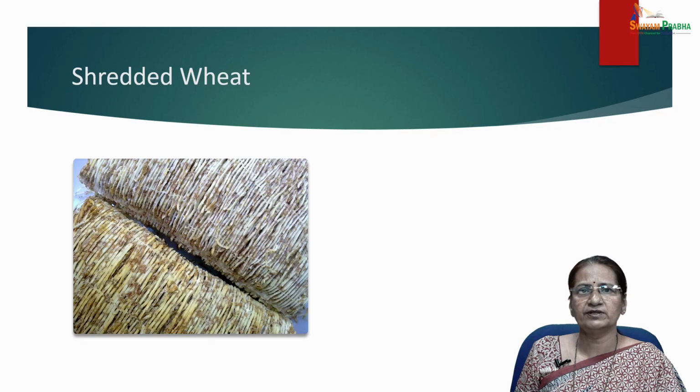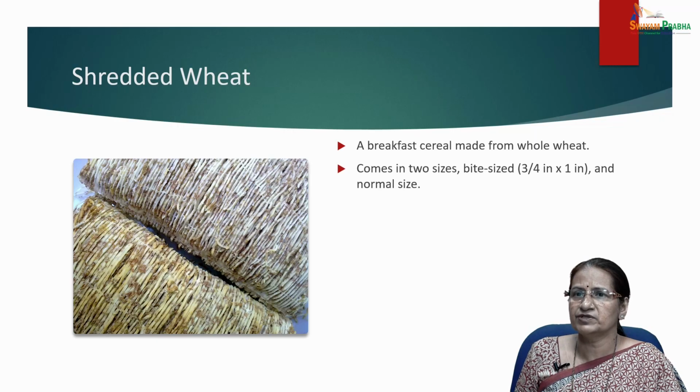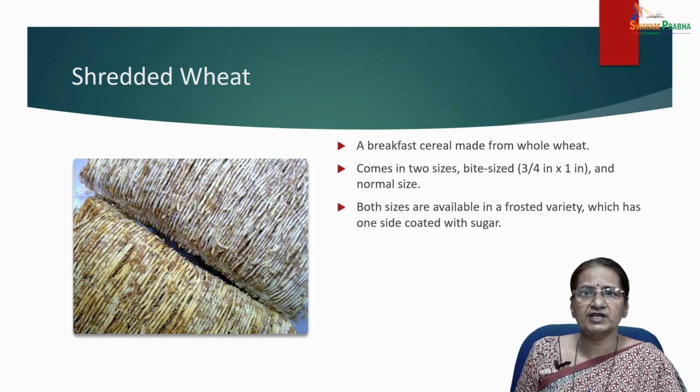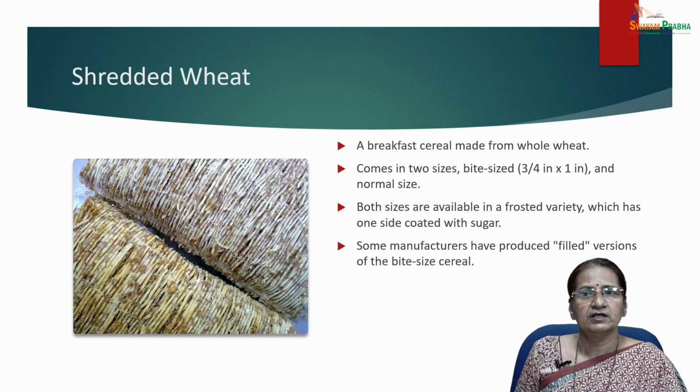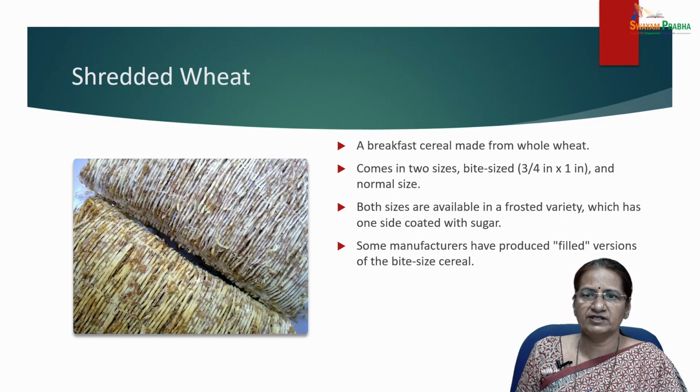Now shredded wheat. It is a breakfast cereal made from whole wheat. It comes in two sizes: bite size, 3/4 inch by 1 inch, and normal size. Both sizes are available in a frosted variety, which has one side coated with sugar. Some manufacturers have produced filled versions of the bite size cereal.